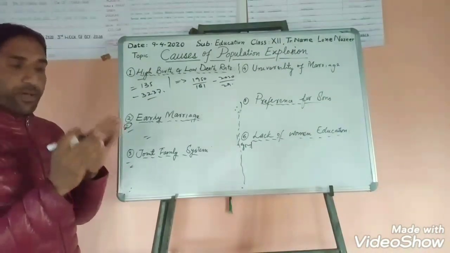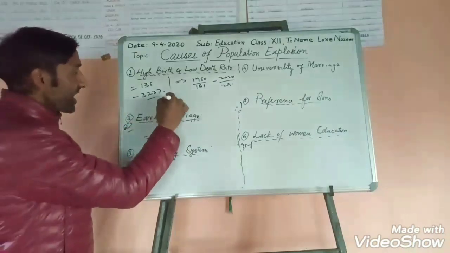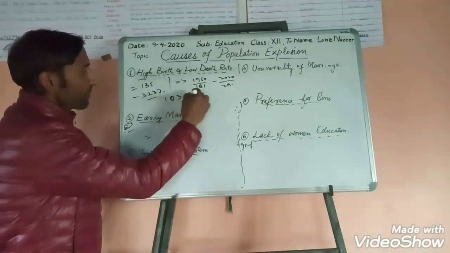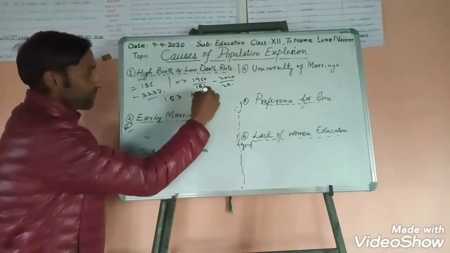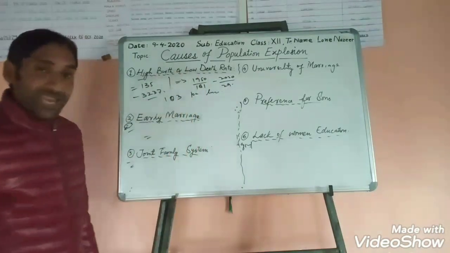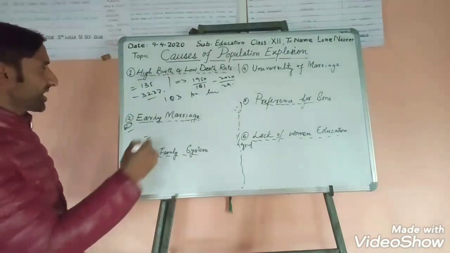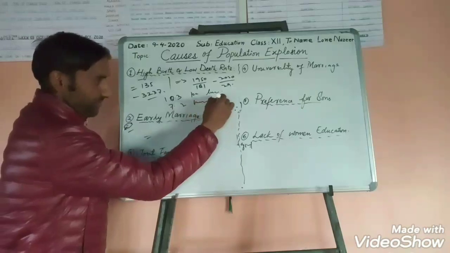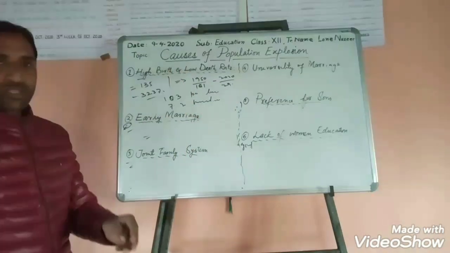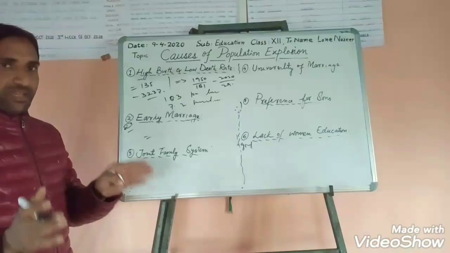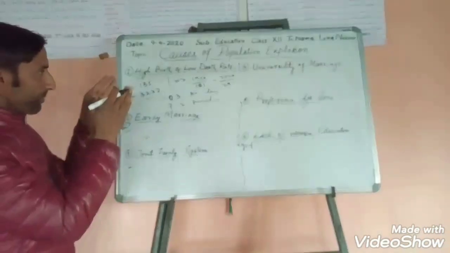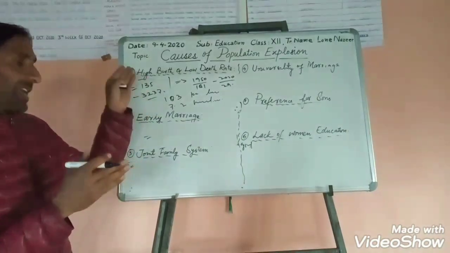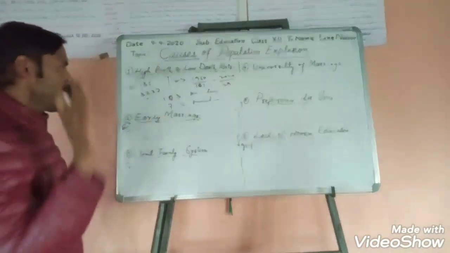The average birth rate at present is 18.3 per 1,000 lives, while the average death rate is only 7.2 per 1,000 lives. This again shows that there is a big gap between death rate and birth rate. So that's why it becomes a cause of population explosion in India.